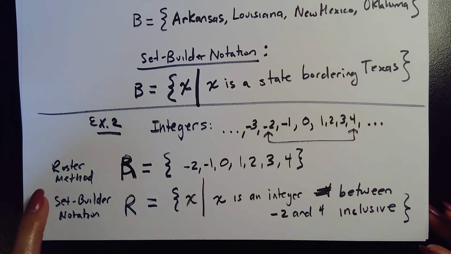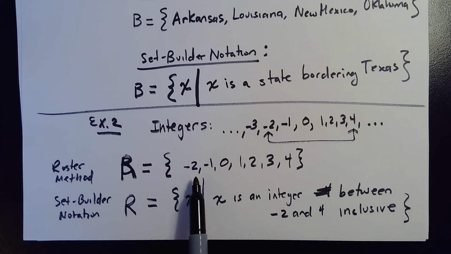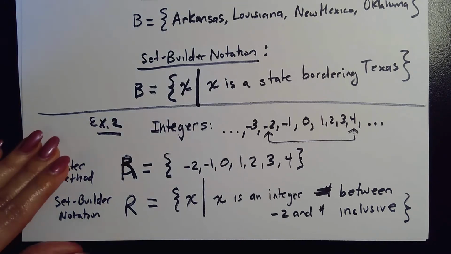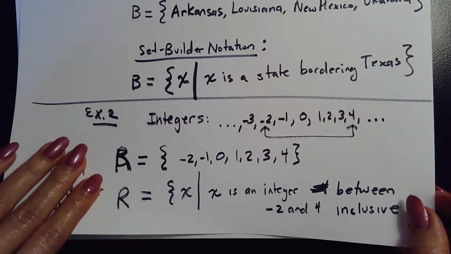Okay? So the roster method, you list every integer between -2 and 4 inclusive. And set builder notation, you identify the set by providing the characteristic that defines the elements of the set. Okay? So that's example 2.